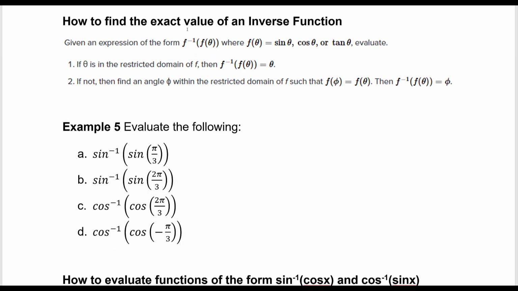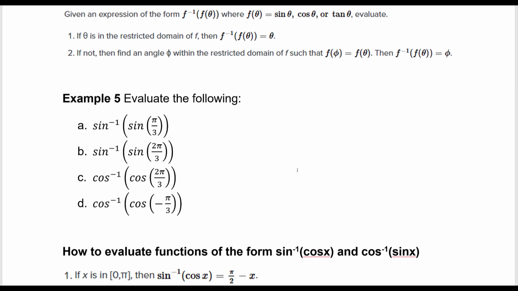So how to find the exact value of an inverse function given an expression in the form f inverse of f of x, or f of theta, where f is sine, cosine, or tangent. Evaluate. If theta is in the restricted domain of f, then f inverse of f of theta is theta. If not, then find an angle phi within the restricted domain such that f of phi is the same as f of theta. Then f inverse of f of theta is phi.